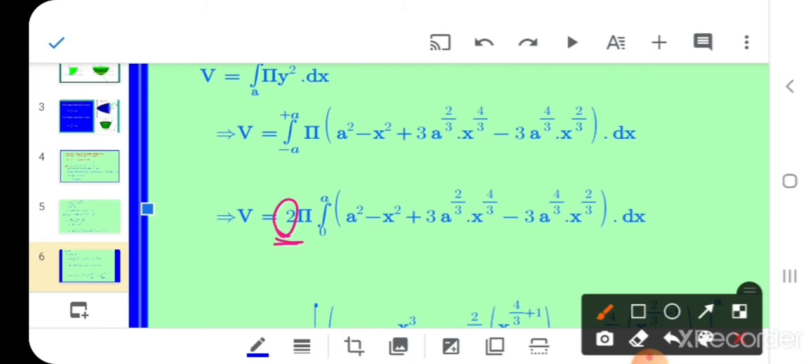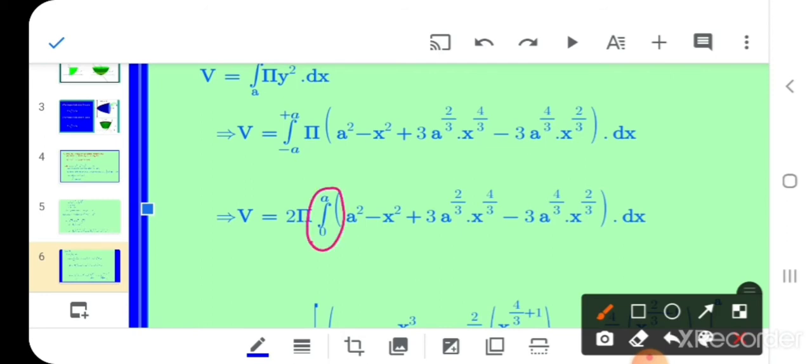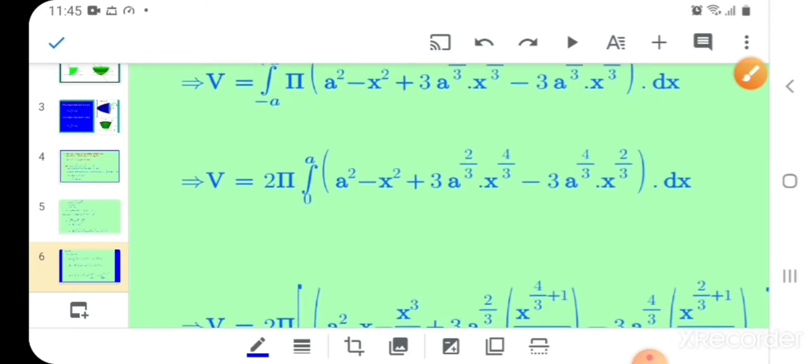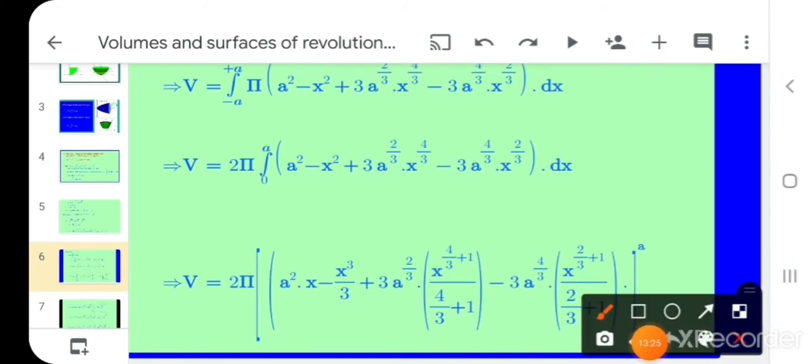So I write 2, and pi is also a constant, so I write them outside and the limits change to 0 comma a. The remaining terms are the same, no change. Next, 2 pi is the constant. See here, 2 pi is the constant. Next, now integrate. a square is constant.